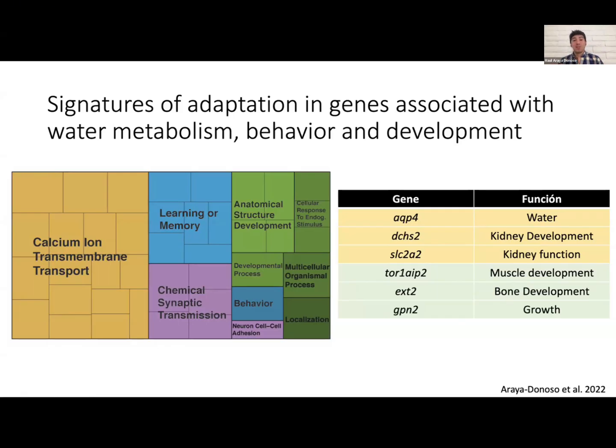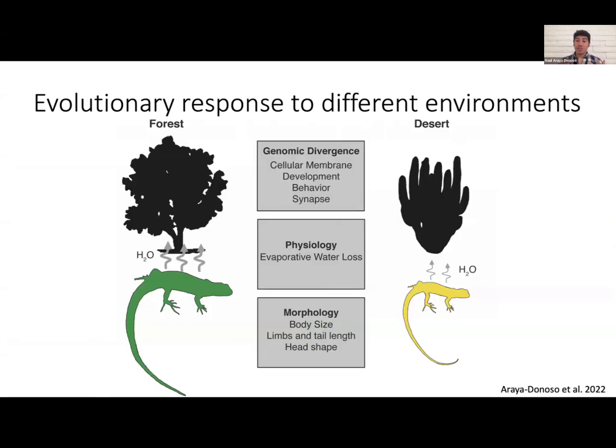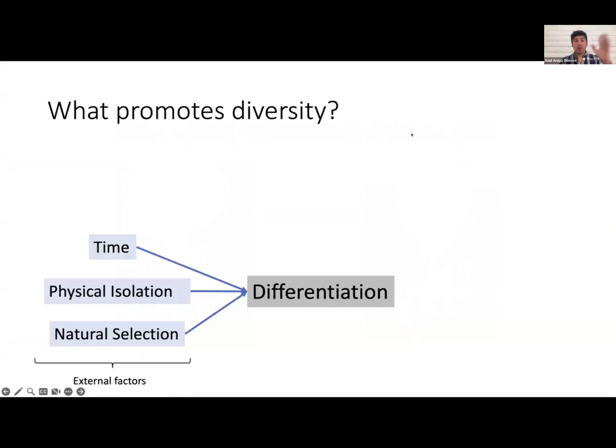Awesome. So to sum up, we have an evolutionary response of these populations to their different environments. And we have that the forest lizards have differences in their genome and in their physiology and their morphology when we compare them with desert lizards. So that's perfect. So if we go back to our original model, we have that these factors indeed are promoting the differentiation of lizard populations. And these are external factors. So the external environment is important.